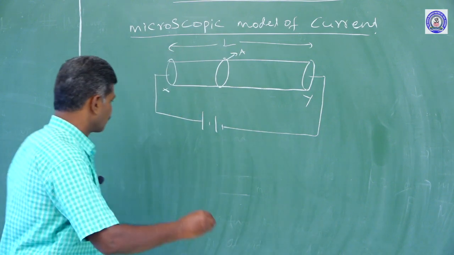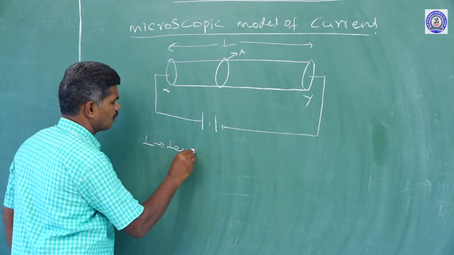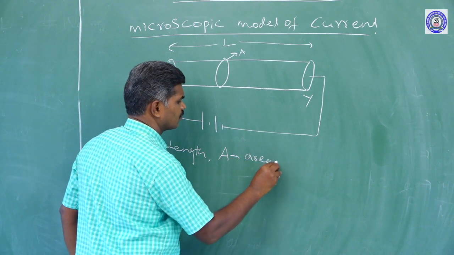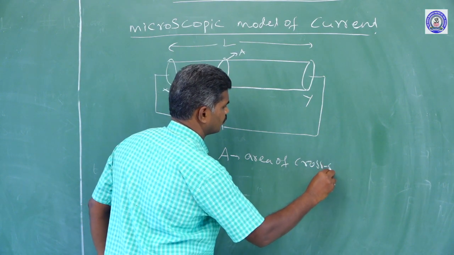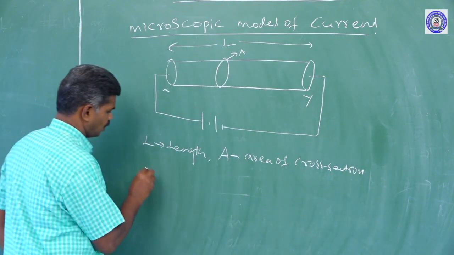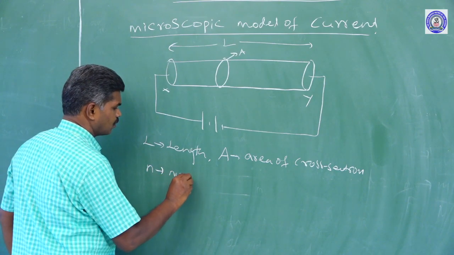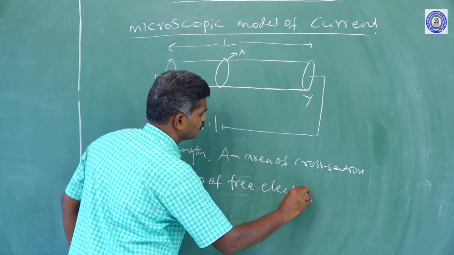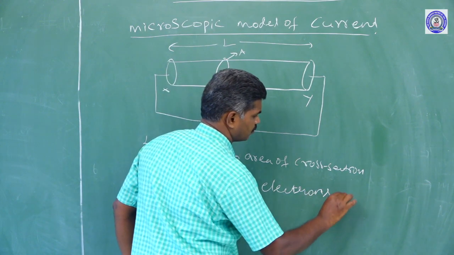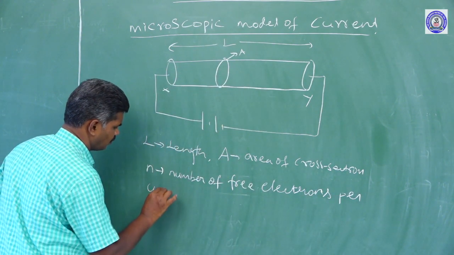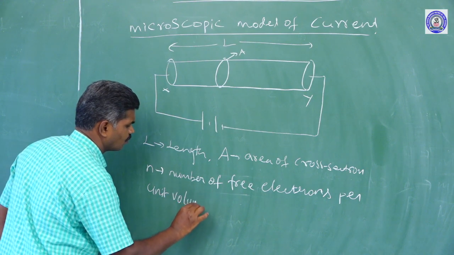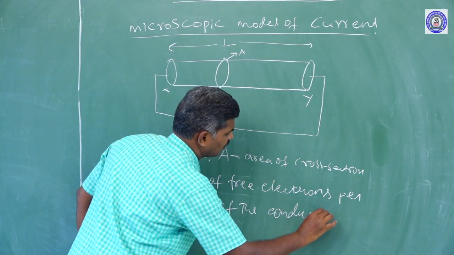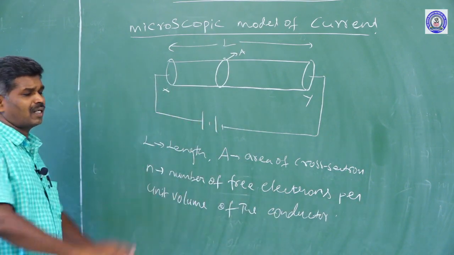So, L is the length, A is the area of cross section, and n is the number of free electrons per unit volume of the conductor. Generally, we are going to take the copper conductor itself.